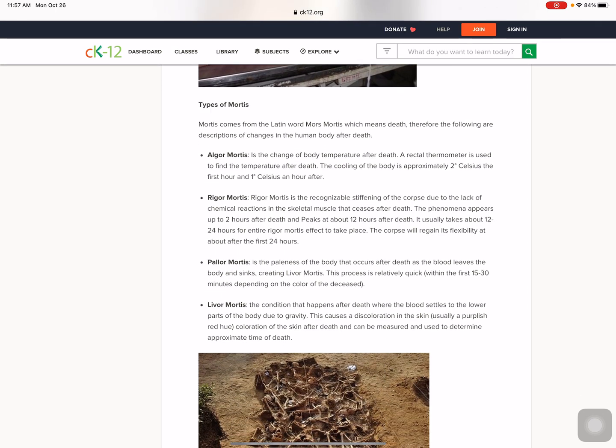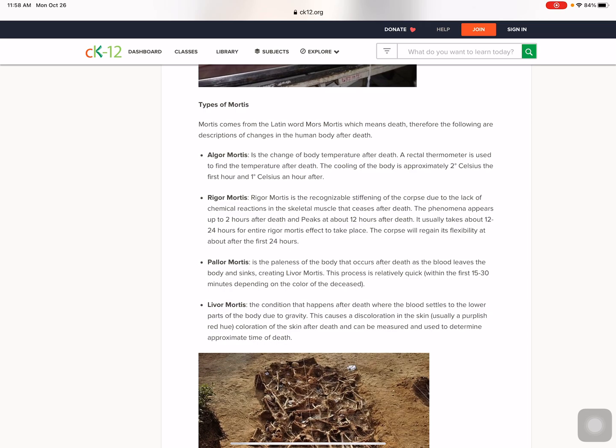You do need to know the types of mortis. Algor mortis is the change in temperature of a body after death. It's generally 1 degree Celsius per hour. It certainly does matter about wind and temperature at that rate of decline with the body's temperature, but you can go with generally 1 degree.